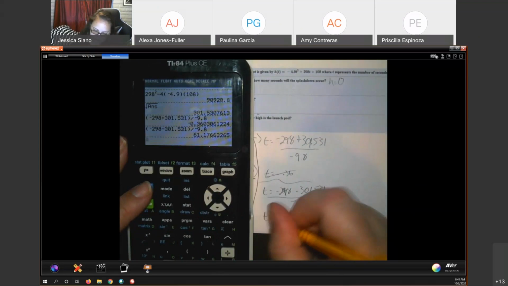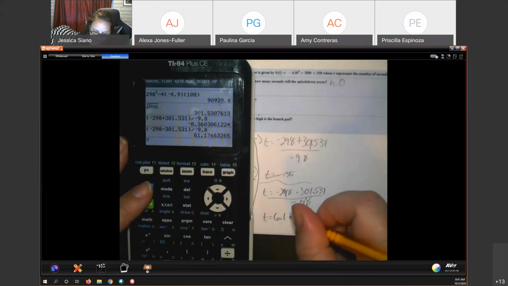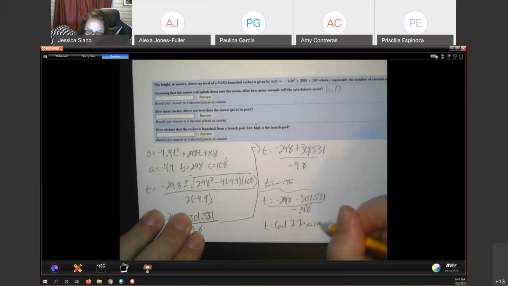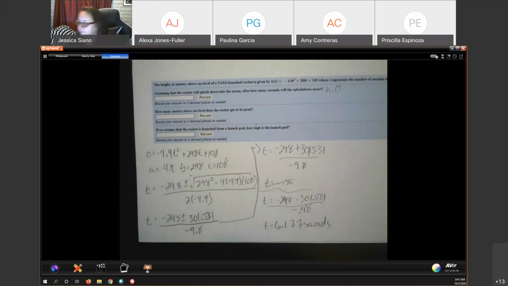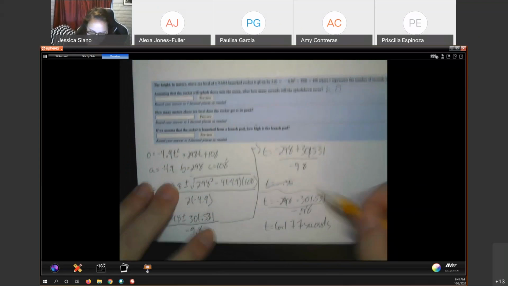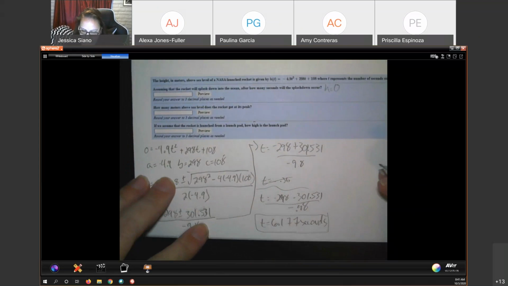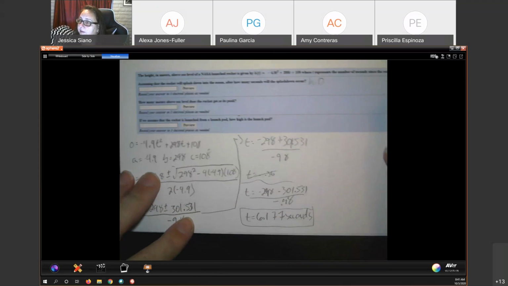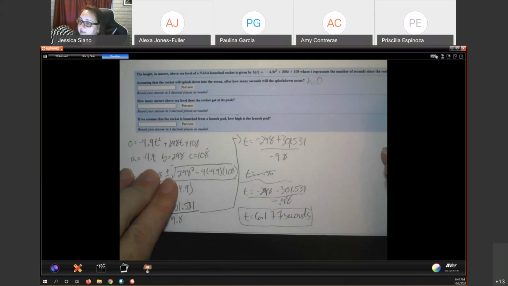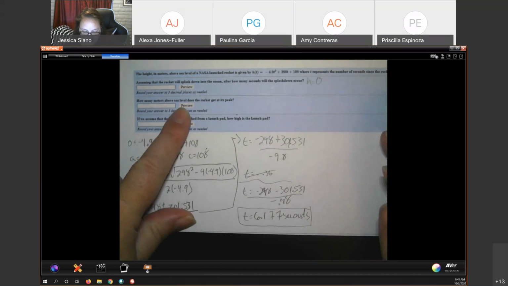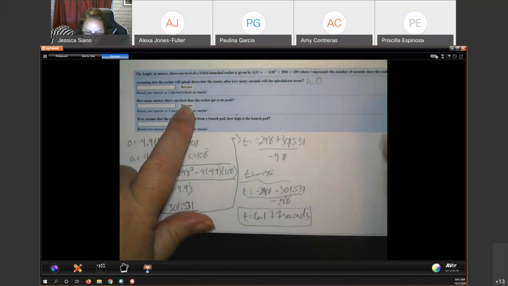61, there we go. 61.177 seconds. So that's going to be my answer to part A. How many meters above sea level does the rocket meet its peak? Okay, so that sounds like they're asking me for its maximum height.